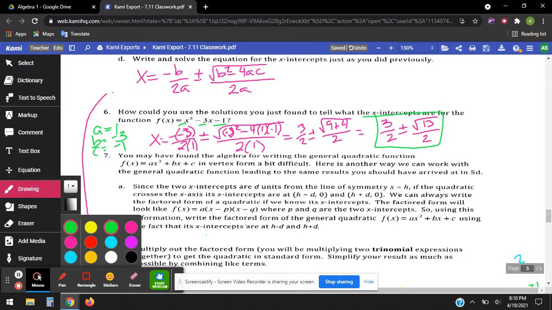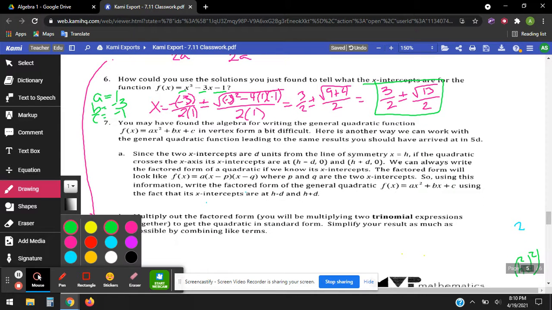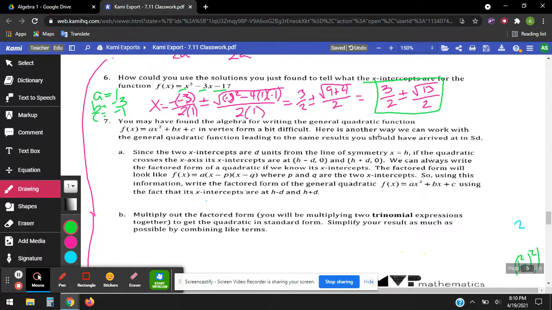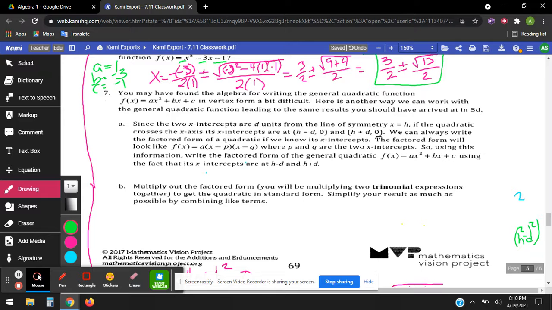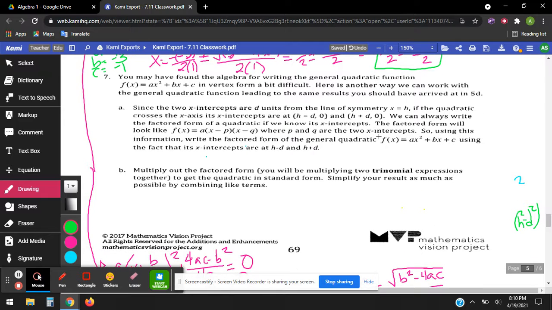This is our final answer for the x-intercepts. And if we multiply those out, we would have the exact answer. Okay, so you may have found the algebra for writing the general quadratic function to be a bit difficult. There's another way we can work with the general quadratic function, leading to the same results you should have arrived at in 5D.